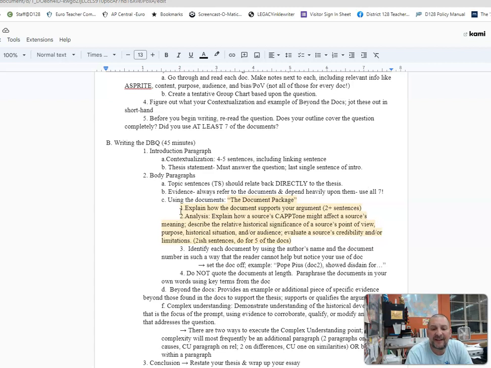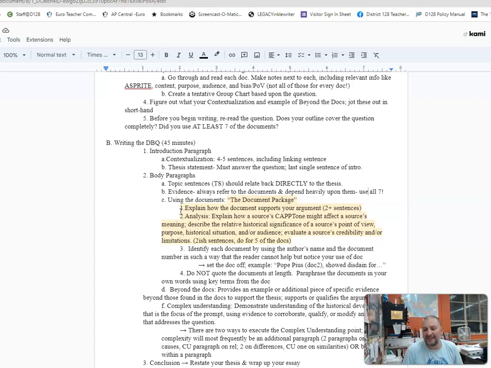Make sure you identify the document by using the author's name and document number at some point, so that the reader cannot help but notice your use of the doc. I call this setting off the doc. So you'd say Pope Pius, Doc 2, showed disdain for Bismarck, and whatever you're saying. Just make sure it's clear that you're using the document.